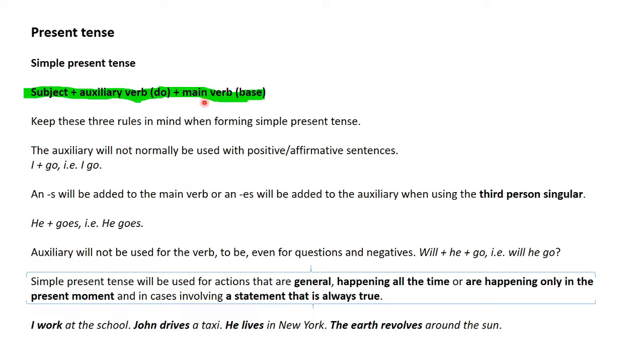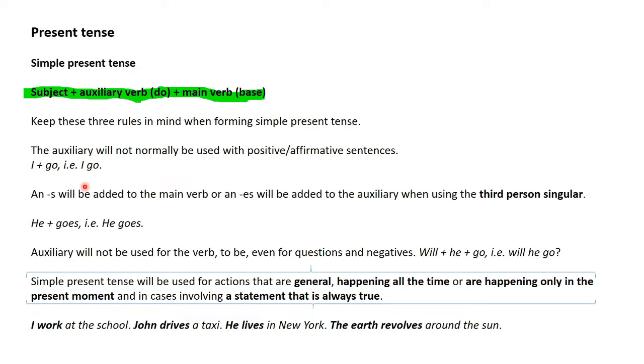There are a few things to remember when forming simple present tense: that this auxiliary will be implied in case of affirmative sentences and will not be explicitly written except in case of emphatic statements, in which the purpose is to add emphasis. In case of third person singular, an s or an es will be added to the auxiliary.